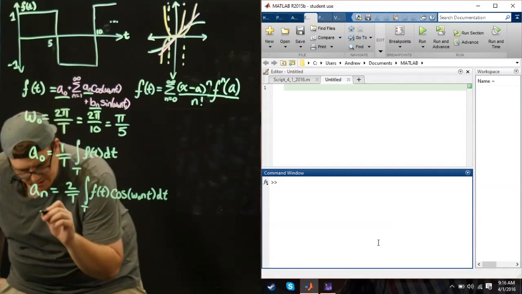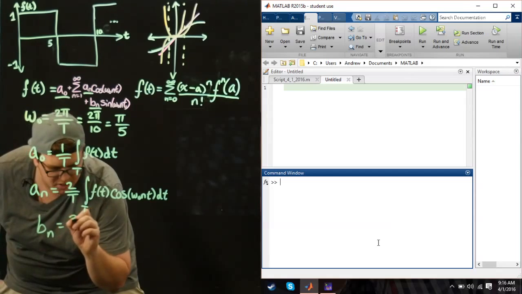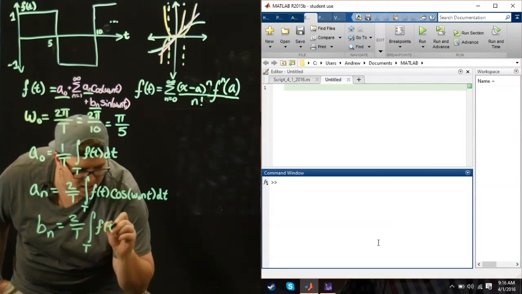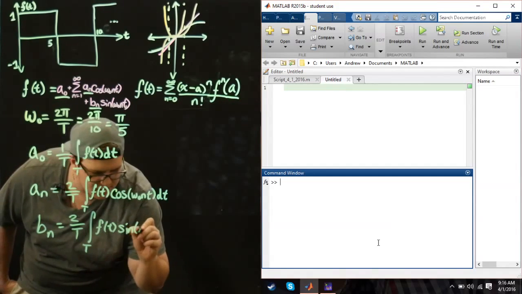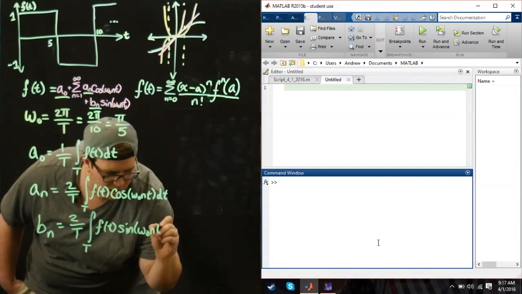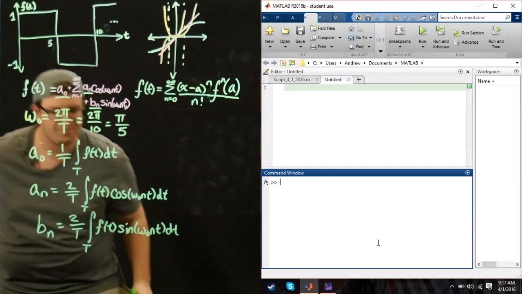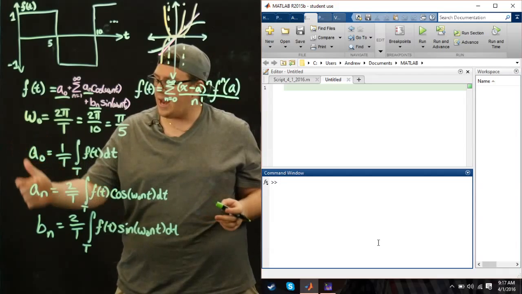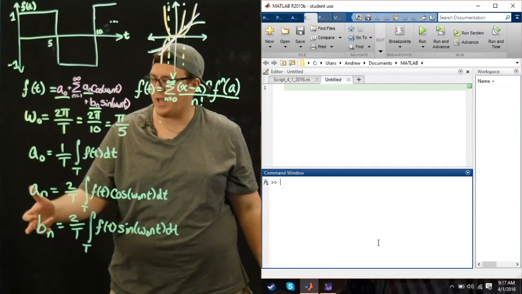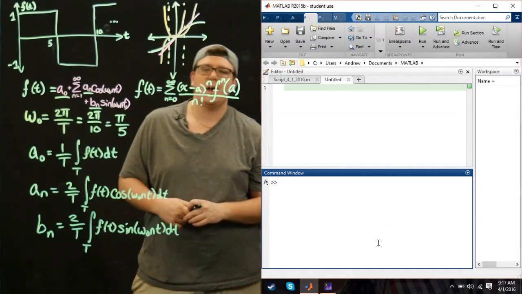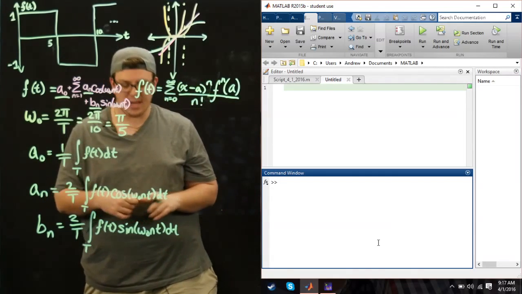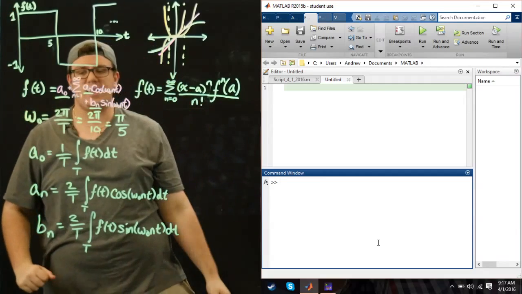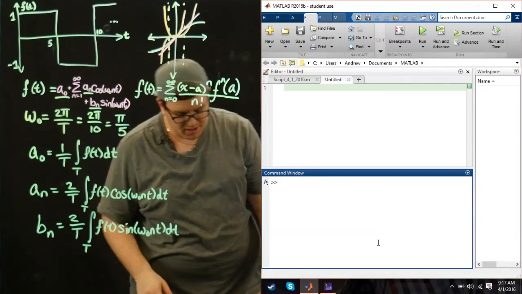And bn, if you can reason it out, should be 2 over T, the integral over a period of f of t sine omega 0 nt dt. If we can carry out these integrals, then we get a general an term, a general bn term, and our DC term a0. And if we do that, we should be able to get our Fourier series representation of f of t for all time.